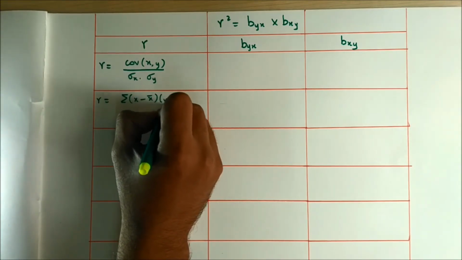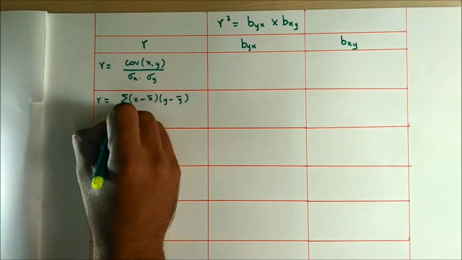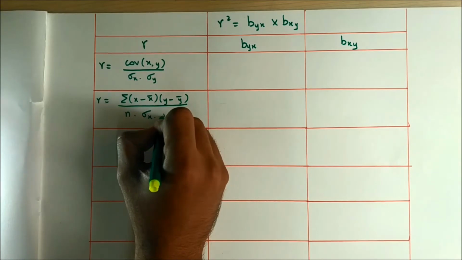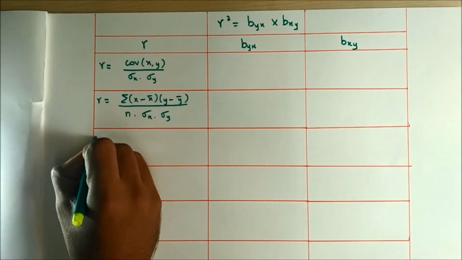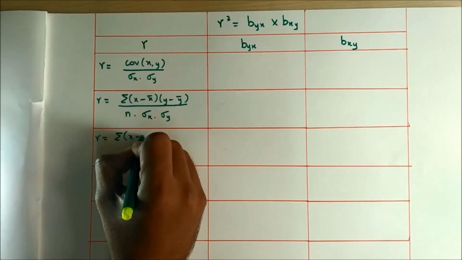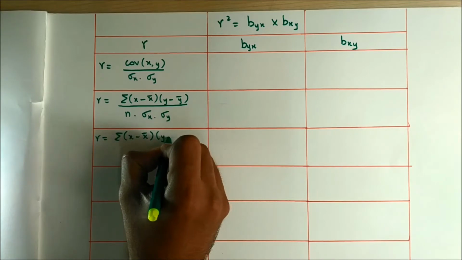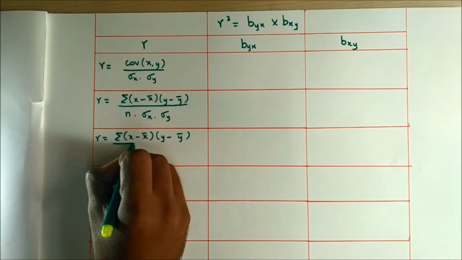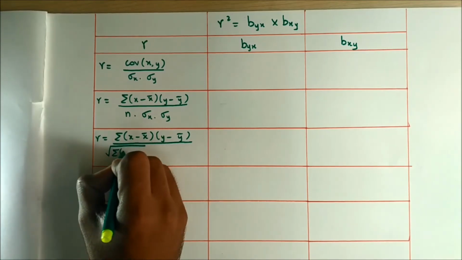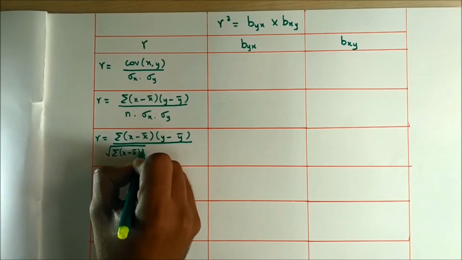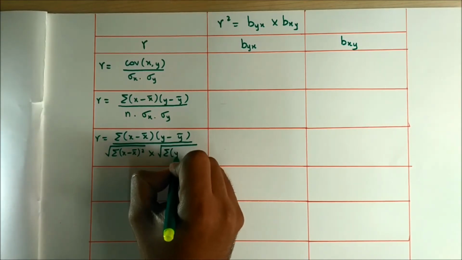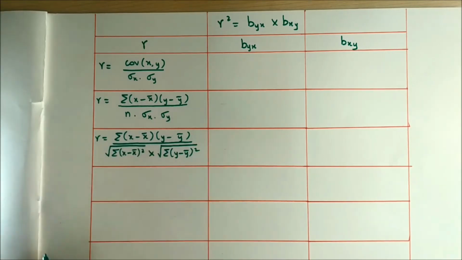What was the second formula for r? Summation of x minus x bar into y minus y bar upon n into standard deviation x, standard deviation y, right? The third one was summation of x minus x bar into y minus y bar upon under root summation x minus x bar the whole square into root of summation y minus y bar the whole square, perfect.